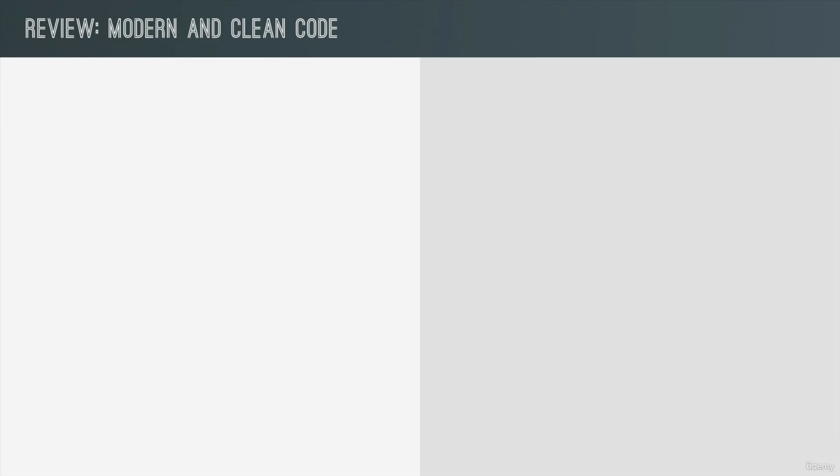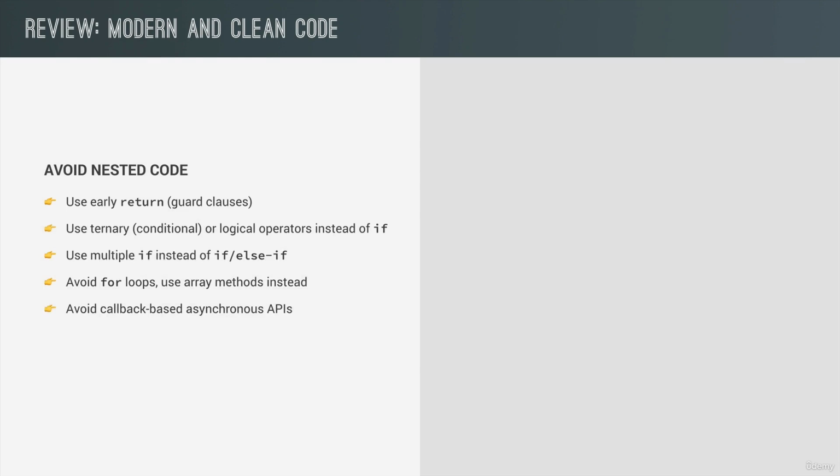Okay. Next up, let's talk about avoiding nested code. Writing nested code, which basically means writing code inside of blocks, inside of other blocks, is really, really bad for readable code. And so we should avoid nested code at all costs. And one great way of avoiding nested code is to use guard clauses, as we have been doing over the last couple of sections, right?